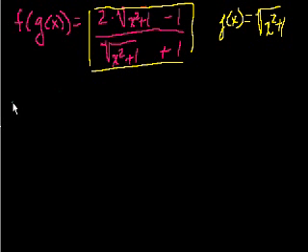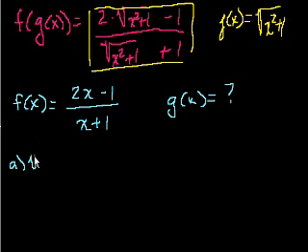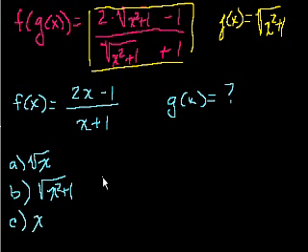So the choices were, well, actually I erased some of it. It was given that f of x is 2x minus 1 over x plus 1. And then they said which of the following is g of x. So g of x is equal to, and they give these choices. A, square root of x; B, square root of x squared plus 1, which we just figured out was actually the answer; C, x; D, x squared; and then E, x squared plus 1.